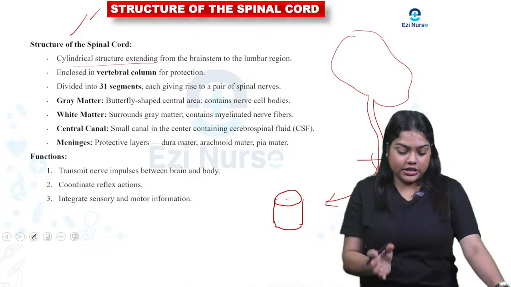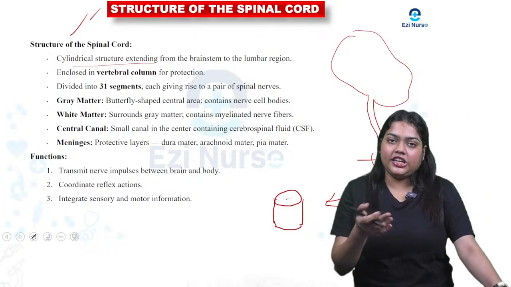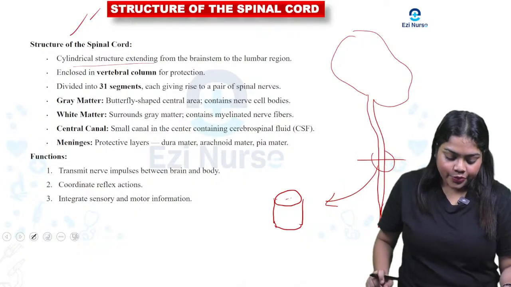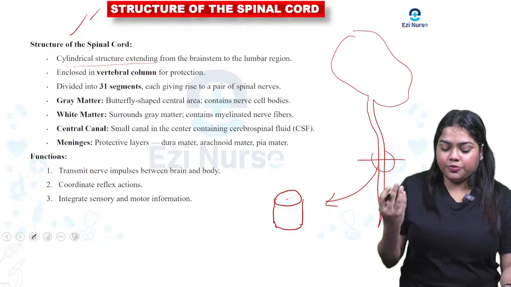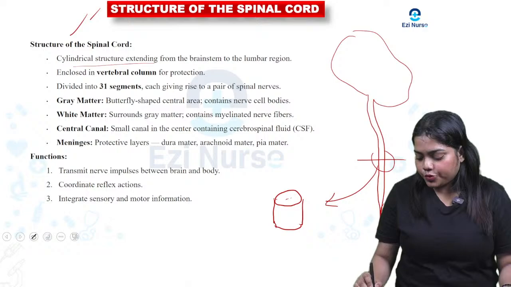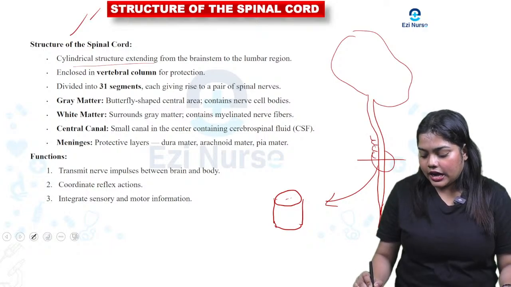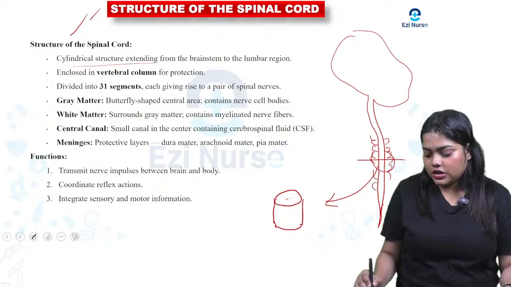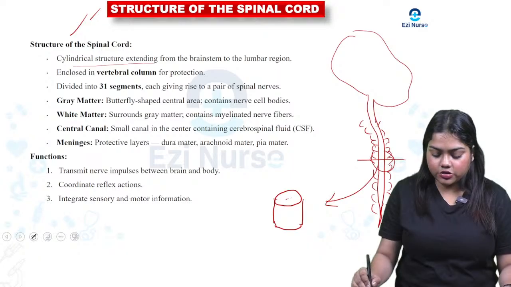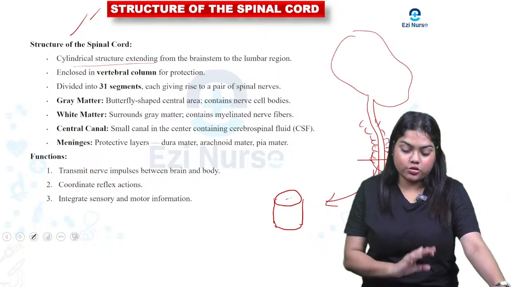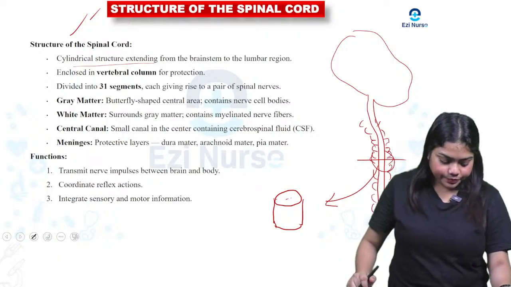So up to the lumbar region, our spinal cord is there. Now it is enclosed with the vertebral column for protection. To protect this, it has a bone structure around it, which is called the vertebral column. Okay, understood, right? If you don't understand, just leave a comment so I can answer you guys.